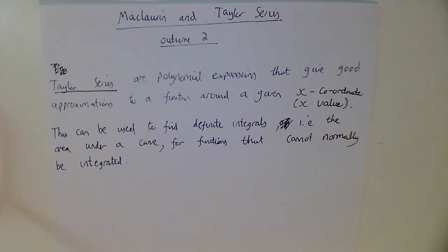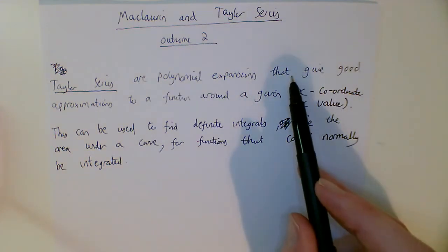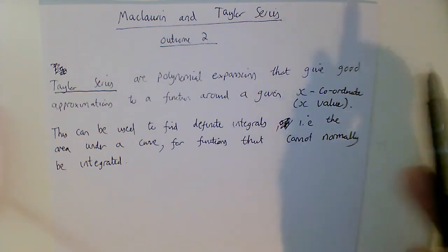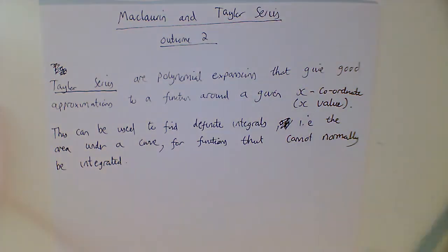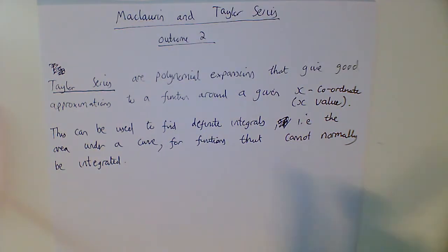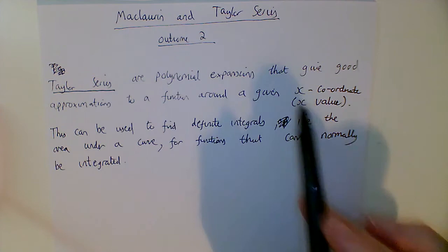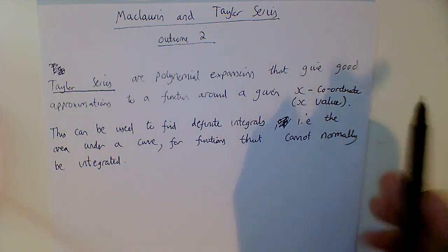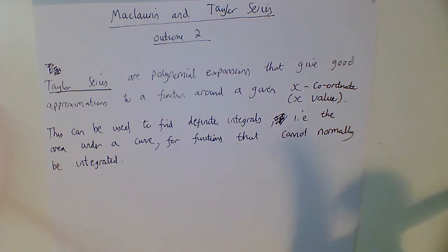Today we're going to be starting Taylor and Maclaurin series, so we're going to start by doing Taylor series first of all. Taylor series are polynomial expansions, so that's x cubed, x squared, x to the power of 4, x to the power of 5, so there's no sin, cos, tan, exponential function, it's just polynomial functions, and they give good approximations to a function around a given x coordinate. So it gives a good approximation at some point along the x-axis.